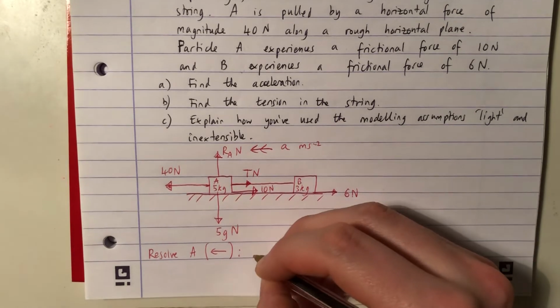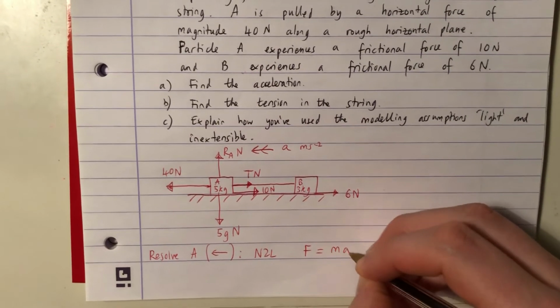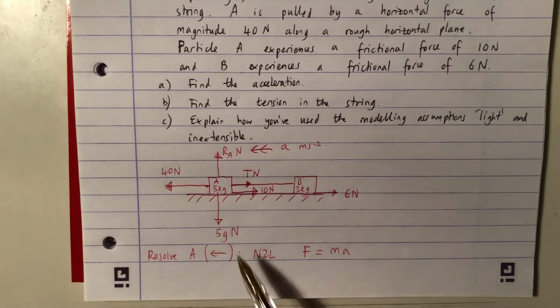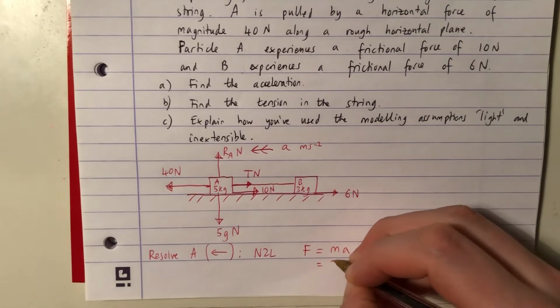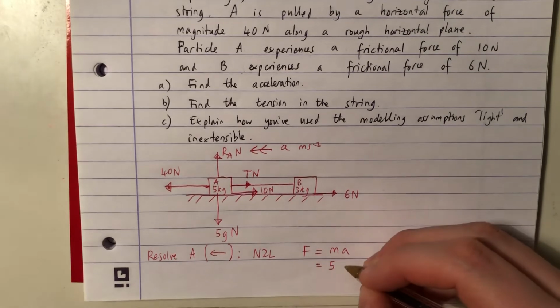It would be the second one. Newton's second law states F equals ma. F is the resultant force and ma is the mass and acceleration. This is just for object A, by the way. So the mass of object A is 5 kilograms. The acceleration of object A is unknown.